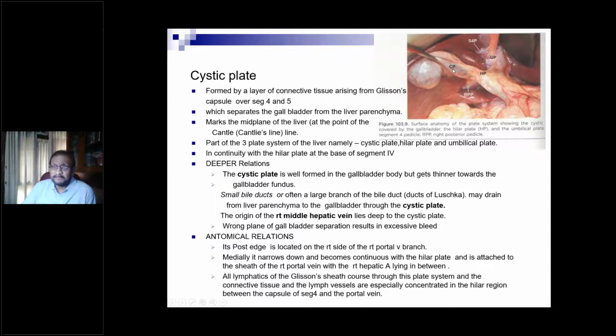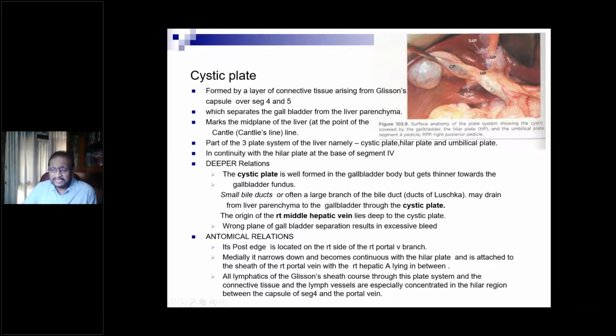And the condensation we are talking about is the cystic plate. See the CP as the cystic plate, and then you've got the hilar plate. These two are important because they are in contact with each other, as opposed to the umbilical plate, which is only continuous with the hilar plate. This is a plate of connective tissue lining the inner surface of segment 4 and segment 5, and it separates the gallbladder from the liver. What is important is where these two join together: it narrows down, continues with the hilar plate and gets attached to the sheath of the right portal vein. The portal vein divides into the right and left side, so it gets attached out here.